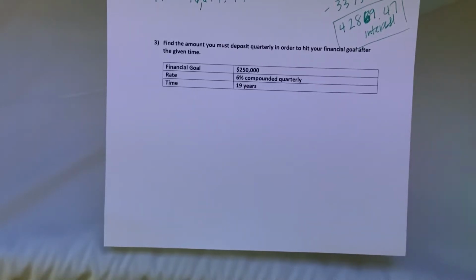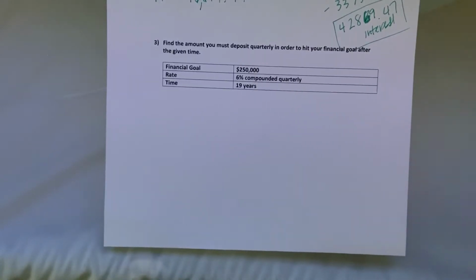Okay, let's finish the annuity section. Find the amount you must deposit in order to hit your financial goal in the given time. So this is opposite. Here you have a certain amount you want, and a certain amount of time you have to get there. And now you're trying to figure out what you're going to have to deposit and how often you're going to have to deposit it in order to get there.